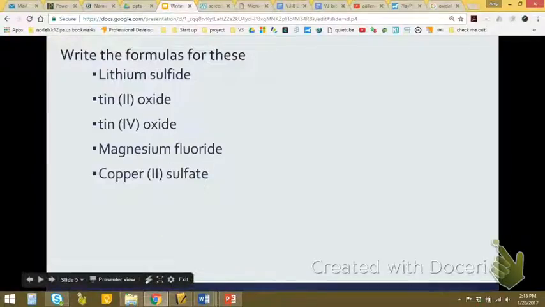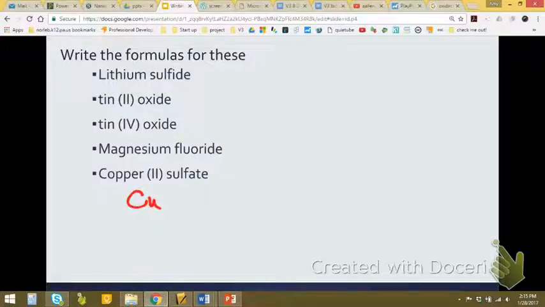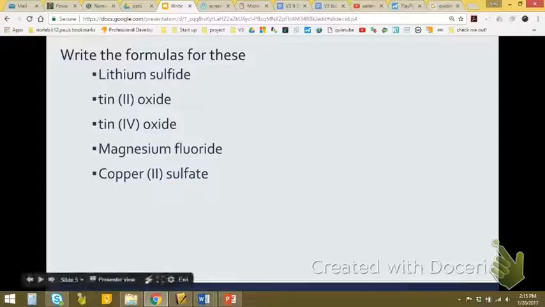Taking a look now at copper(II) sulfate. Copper(II) is a transition metal. Fortunately, we don't have to figure out its charge because the Roman numeral tells us what it is. Sulfate is not off the periodic table. This is a polyatomic ion. So let's start by writing copper's symbol, Cu, and we know this is going to be a +2. Now we need to figure out what sulfate is.